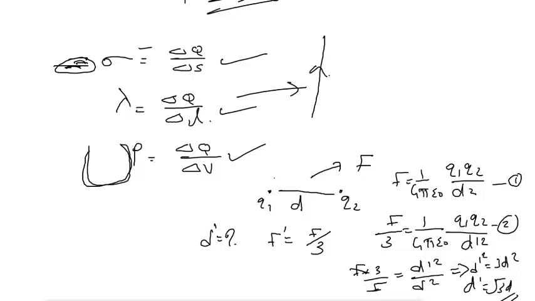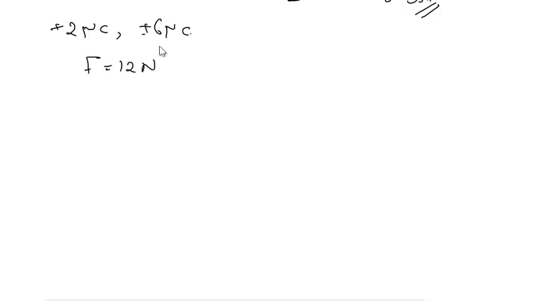Clear, children? Another question: two point charges, plus 2 microcoulomb and plus 6 microcoulomb, repel each other with a force of 12 Newton. If each is given an additional charge of minus 4 microcoulomb, what will be the new force?